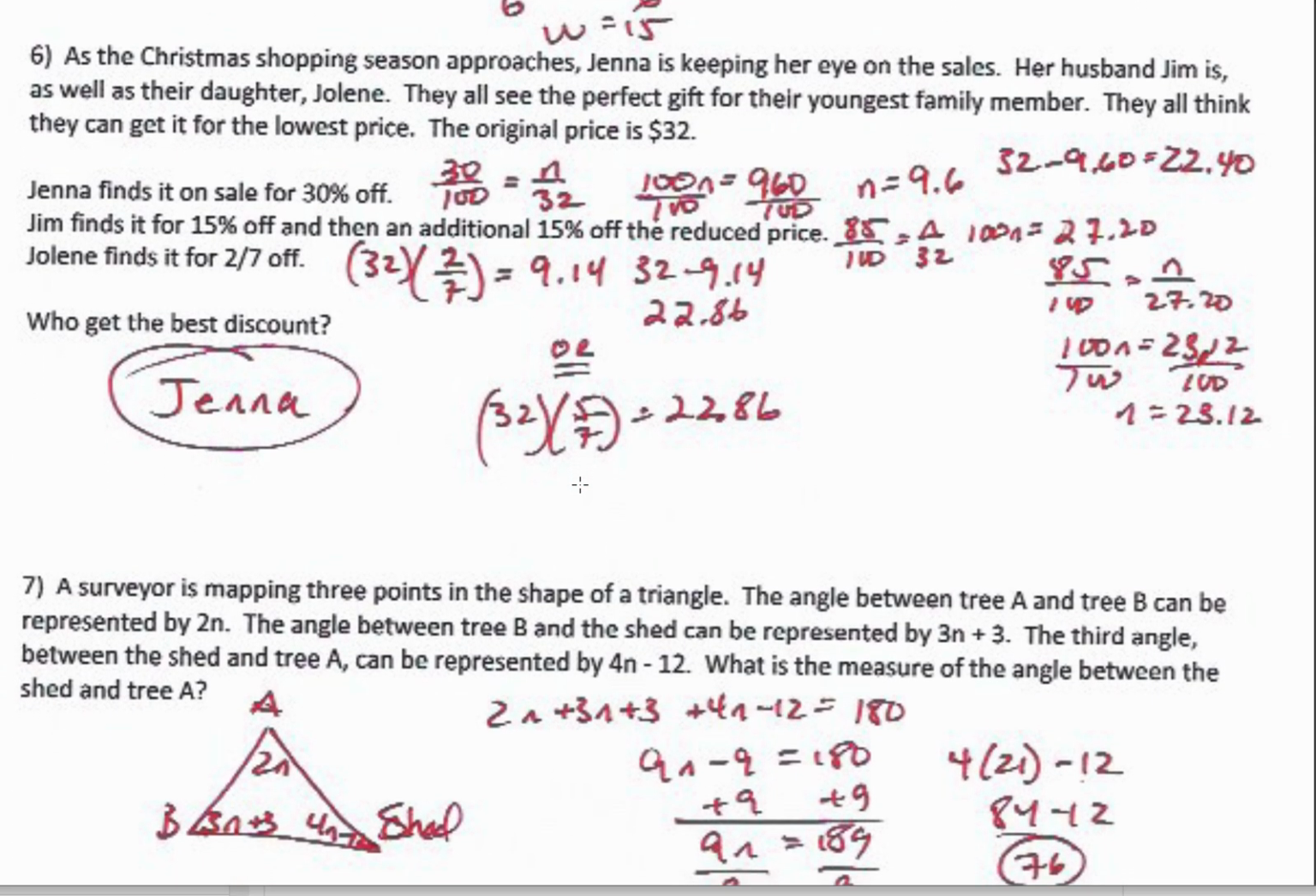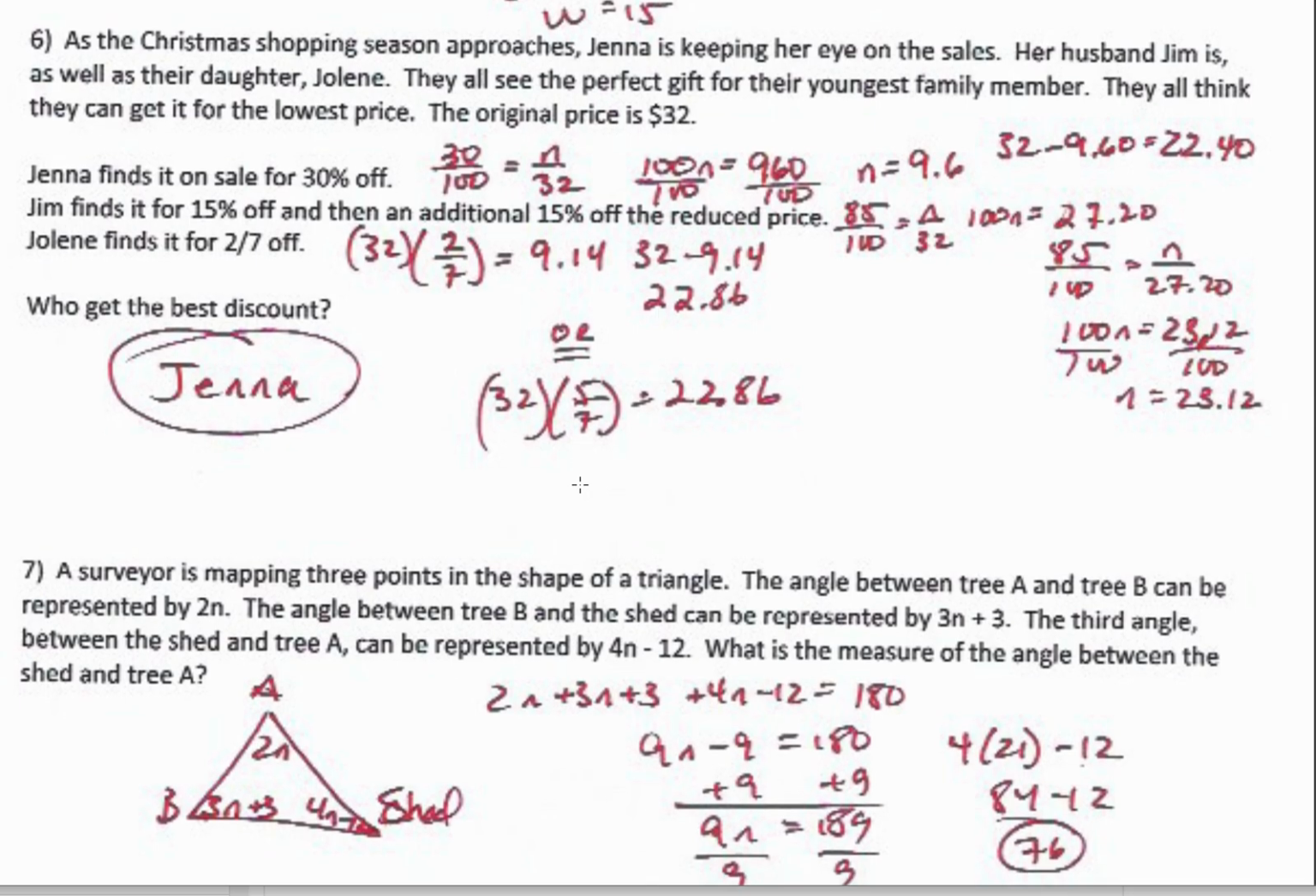Now we do a shopping problem. You've had 3 like it. So you know that on this final somewhere, you're going to have to compare some kind of results of something and see which one is either the greatest or the least. Jenna takes this item for $32, gets it for 30% off. Jim 15 and an additional 15, and Jolene for 2/7 off.